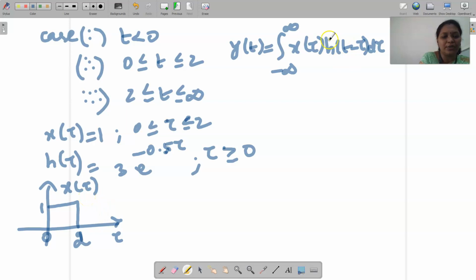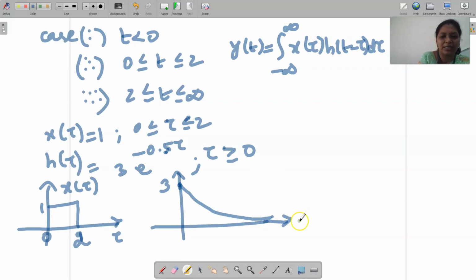And draw h of tau. Since it is an exponential signal, it is a decaying exponential signal. So start with, for example, substituting tau equal to 0. e power 0 is 1. So 1 into 3 is 3. It will start with 3. And substitute tau equal to infinity, e power minus infinity is 0. 0 into any value is 0. So it goes to 0 for infinity, and it will be decaying like this. Exponential signal, it will be decaying like this, and you can roughly draw your diagram. So this is tau, this is h of tau.